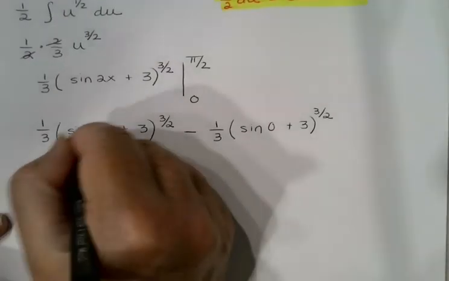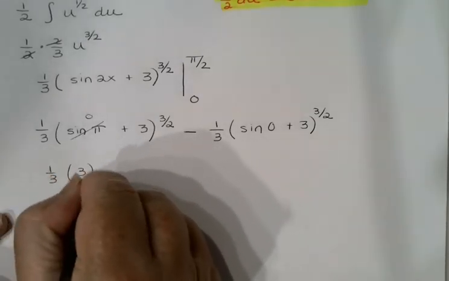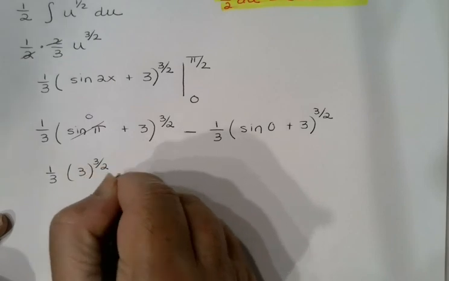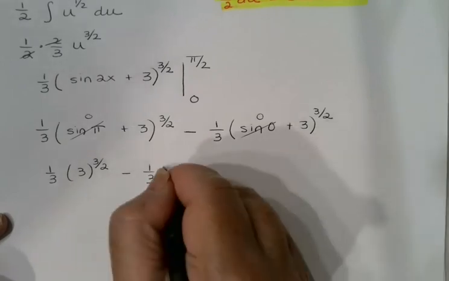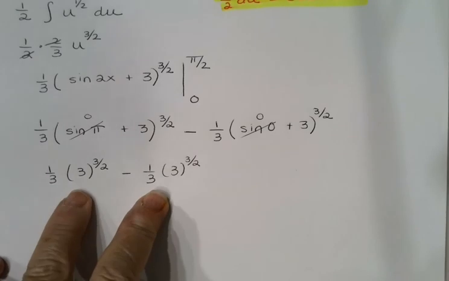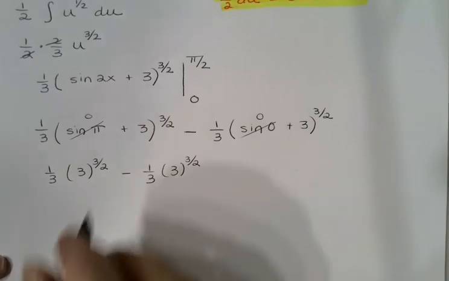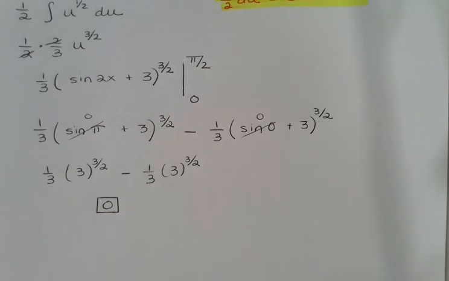Sine of pi is 0, so that's just 3 to the 3/2 power. And sine of 0 is also 0, so this is also 3 to the 3/2 power. So I've just got something minus itself, and the value of this integral is 0. All right, that brings us to the end of topic E.